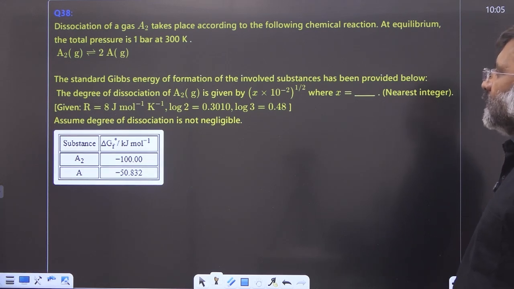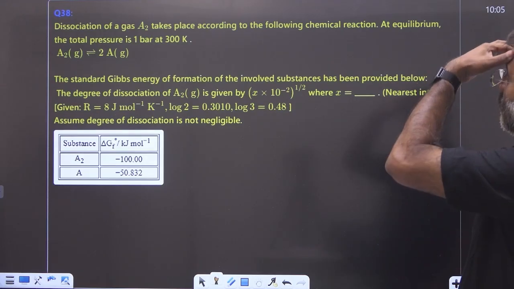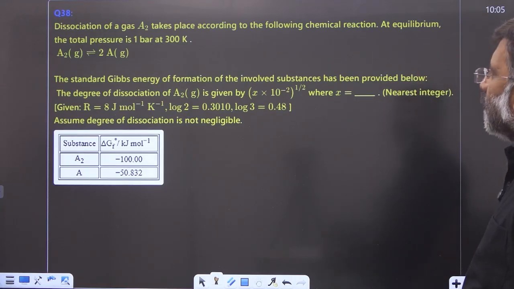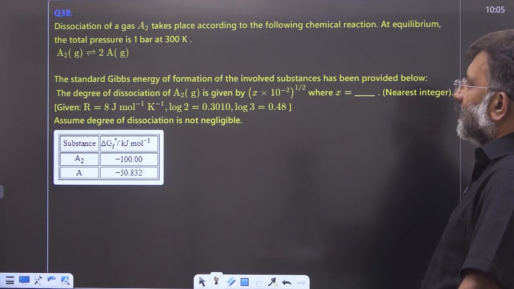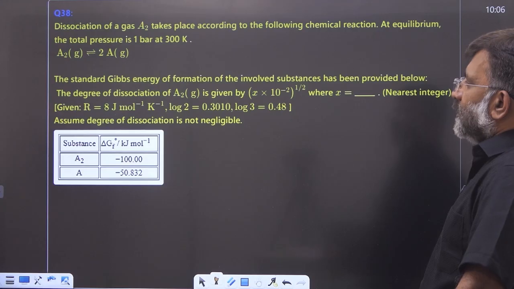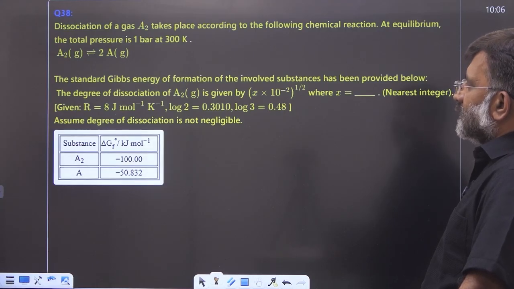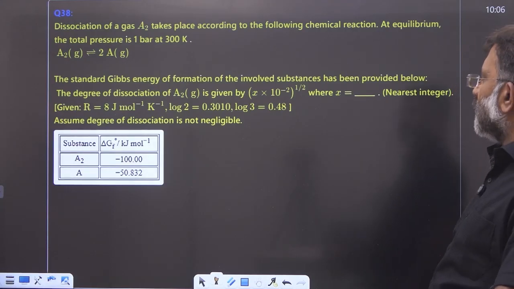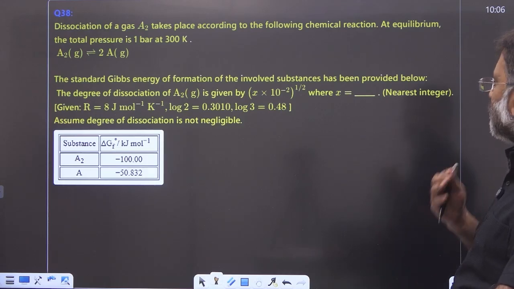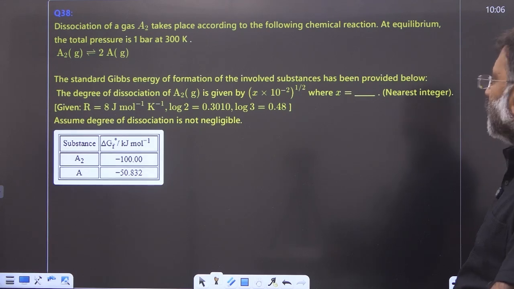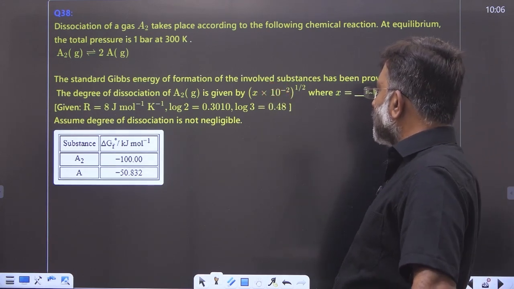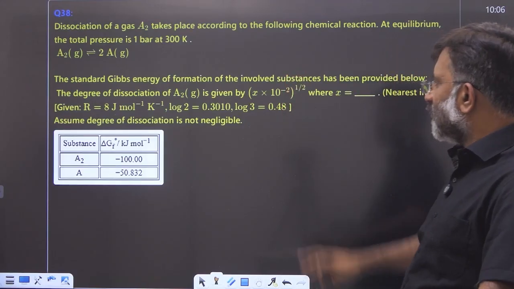Question 38. Dissociation of a gas A2 takes place according to the following chemical reaction: A2 gas giving 2A gas. At equilibrium, the total pressure is 1 bar at 300 Kelvin. The standard Gibbs energy of formation of the substances involved is provided below. We want to find the degree of dissociation again. Degree of dissociation is expressed as x into 10 power minus 2 raised to half. What is x?